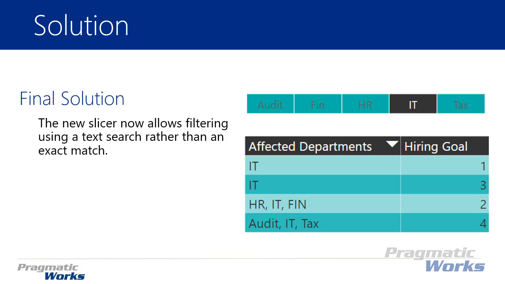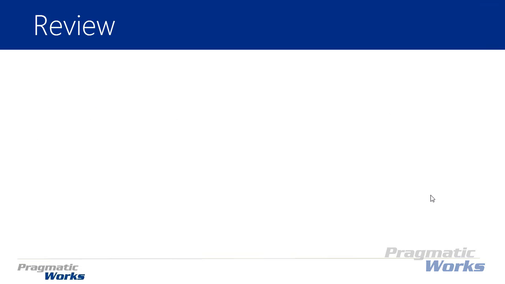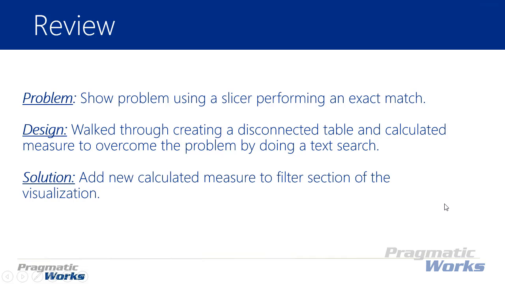All right, so the final solution is we now have a new slicer that allows filtering using a text search rather than an exact match. So just to review real quick, we have our problem, design, and solution. We showed the problem, which was using a slicer performing an exact match. And then we walked through creating a disconnected table and a calculated measure that allows us to overcome the problem by doing a text search. And then finally, the solution there was to take that new calculated measure and add it to the filter section of the visualization and say, if it equals true, we know it exists, so we want to make sure that those records are returned. The ones that do not return true are being filtered out.